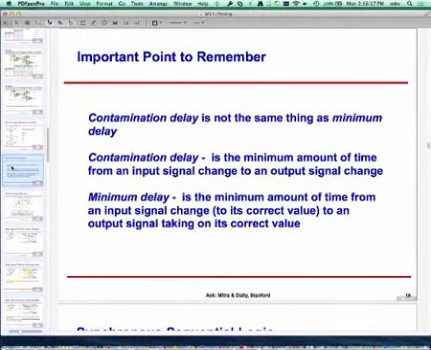So it's defined here. Minimum delay is the minimum amount of time from an input signal change to an output signal taking its correct value. It looks like the same as the propagation delay? No. Look at the definition again. It's the minimum amount of time taken, not the latest time. The input should settle to the correct value, and output should also. It's only saying it's minimum, not the latest. So this leaves open the possibility that the output may change again before settling again. But then it's not correct. Then it is not minimum delay. Minimum delay, yeah, okay. So to a correct value.